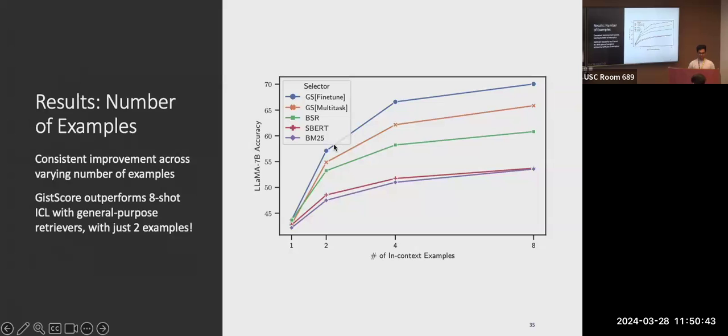Okay, and with just 2 examples over here, GScore is able to outperform the standard methods with 8 examples. So that's very efficient as well. You don't need to give all the examples to the language model.